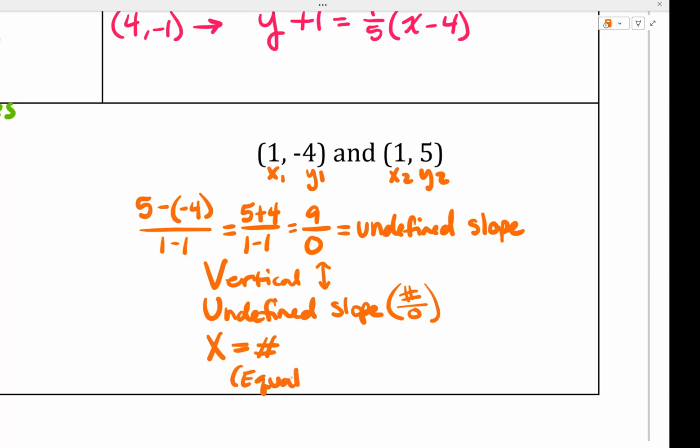So if we look at our 2 points, what do we notice about our 2 points and our equation? They share the same x value. So our equation here is x equals 1.